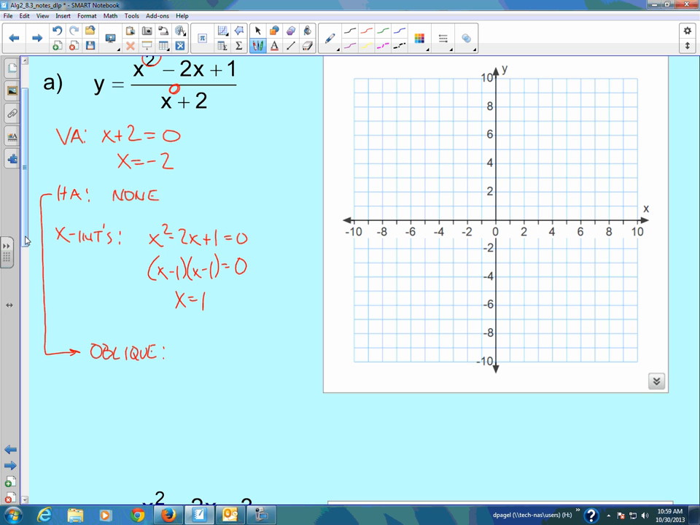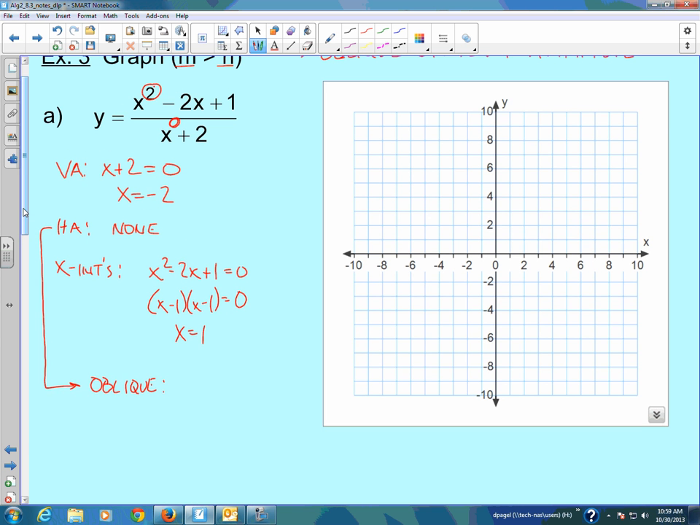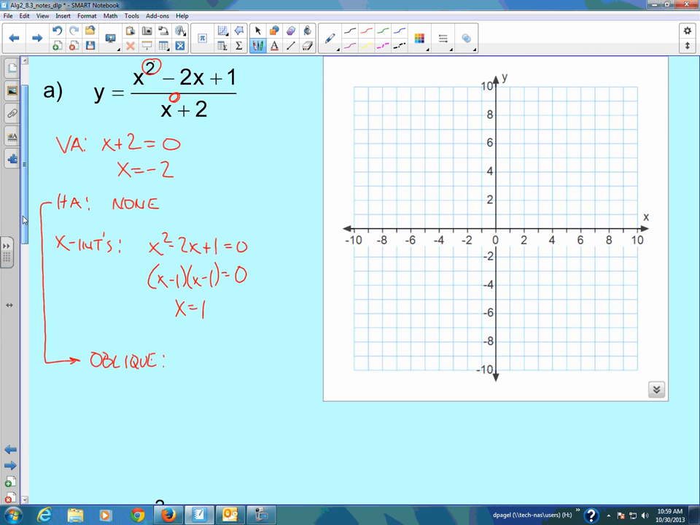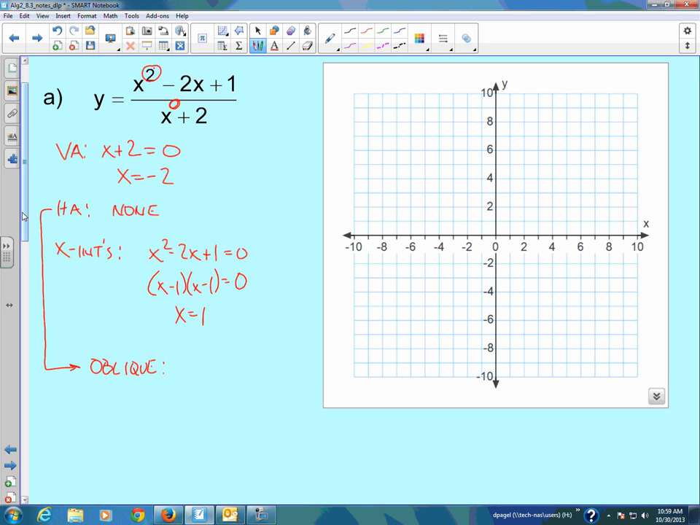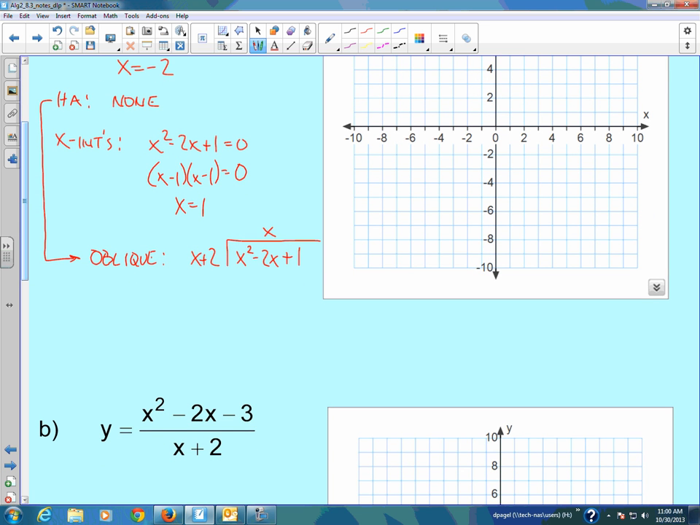What we do is use long division to come up with the equation for our oblique asymptote. If we remember long division, we have x plus 2 as our divisor, and x squared minus 2x plus 1 as our dividend, and we do x squared plus 2x, and we subtract that. We get negative 4x plus 1, and have x minus 4, and negative 4x minus 8. We subtract that and get a remainder of 9.